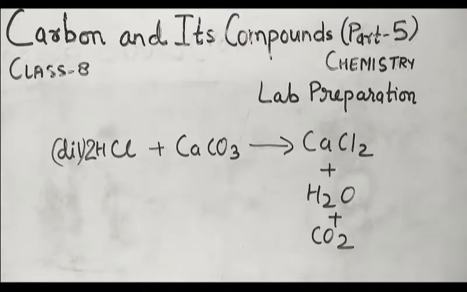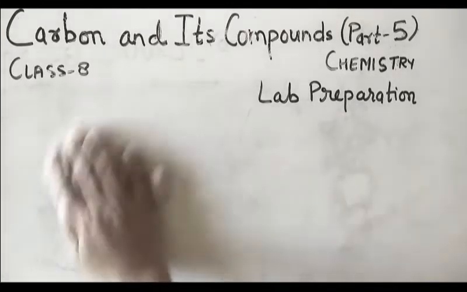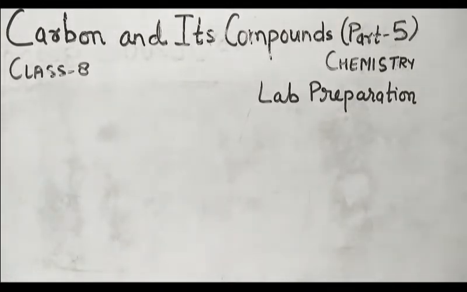Now the question you can ask is why calcium carbonate is preferred. Because we are reacting with a carbonate, carbon dioxide can be obtained by reaction with any metal carbonate. But we have preferred calcium carbonate because it is very easily available and it is cheap.